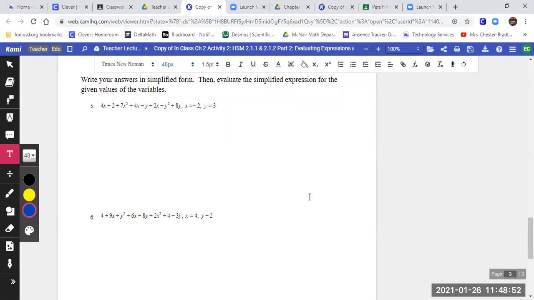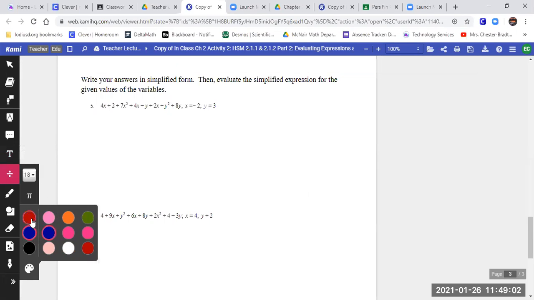Simplified form using the table, but then there's going to be a next step. We're going to do an expression. We're going to simplify the expression using variable values. So our first step is the table. Okay, make the table. So for all the problems, the first step, make the tables.